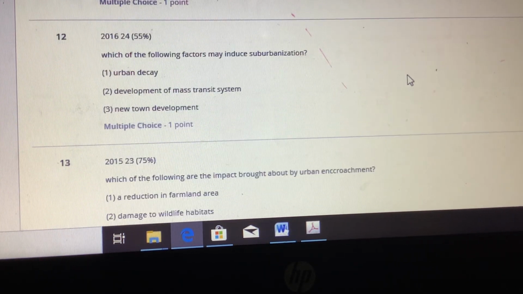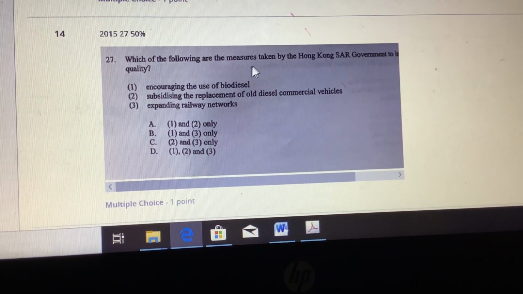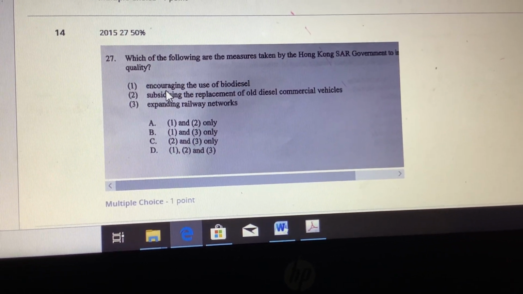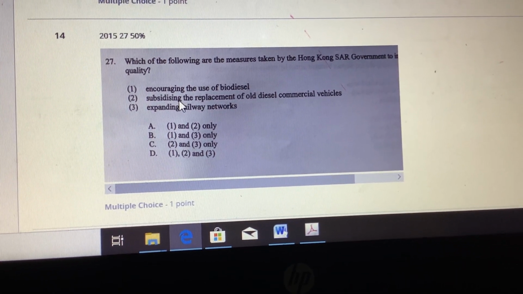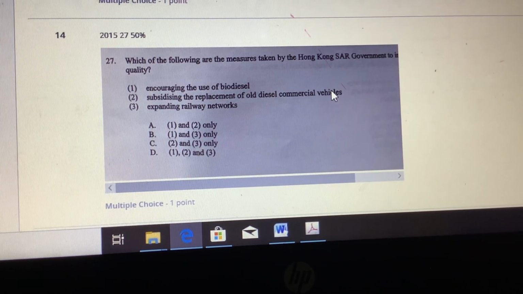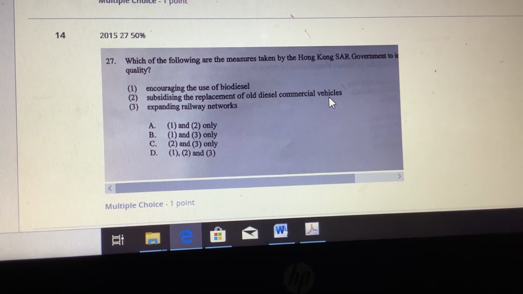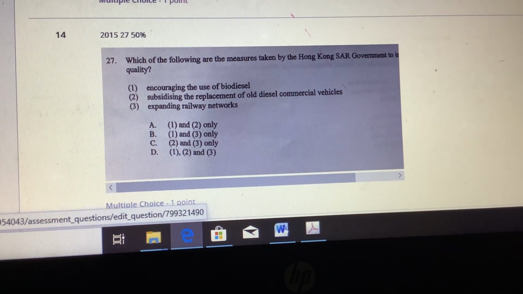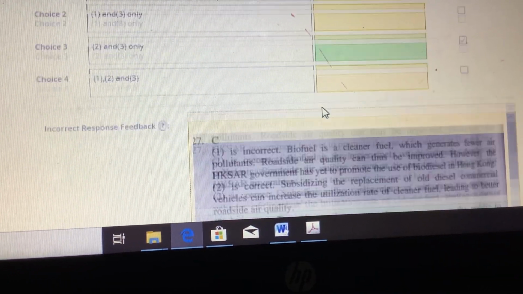Next one, let's see. This one, done already. Which of the following are the measures taken by the Hong Kong SAR government to improve the roadside air quality? Encourage use of biodiesel, is it? 有嘅, subsidizing the replacement of old diesel commercial vehicles. 有啦. For example, the Euro 5 model, expanding the railway network. Is it all correct? Number 1 is a bit doubtful actually. Let's check it out.